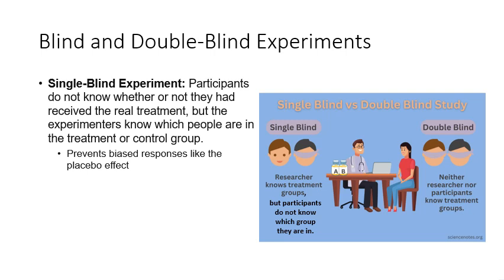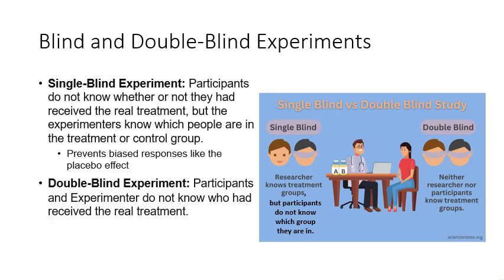But there is another concern, and that concern is that this researcher, who knows who's getting the real medicine and who's getting the fake medicine, might interpret the results differently based on his or her own expectations. And so a double-blind experiment is when neither the participants nor the researcher know which treatment group participants are in. So this experimenter doesn't know whether any one individual in the group is getting the real or fake medicine, and the participants also don't know. And in addition to preventing biased responses like the placebo effect, this also prevents biased interpretations based on experimenter expectancies.